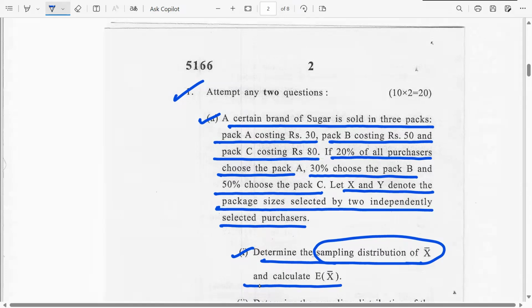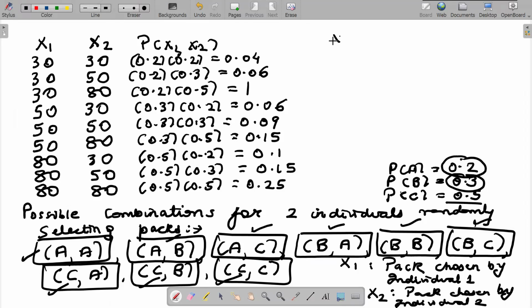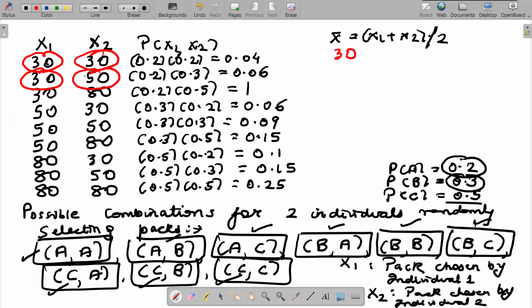Now, let's find x bar. Now, how do I find x bar? X bar is just x1 plus x2 over 2, right? So that means 30 plus 30 by 2 comes out as 30 only. 30 plus 50 divided by 2, 40. 30 plus 80 divided by 2, 55. 50 plus 30 divided by 2, 40. Okay. 50 plus 50 divided by 2, 50 only.